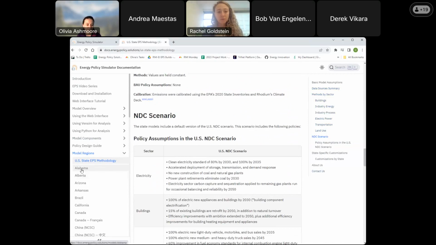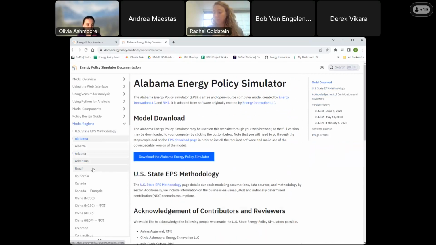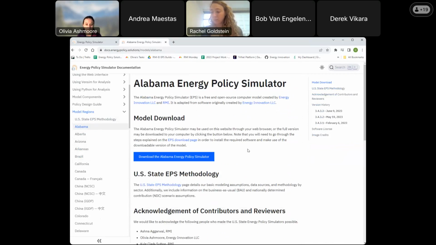To download any of the underlying data for a state, you can click on the state name over here. This will bring you to this download button, which will trigger a download of all of the underlying data, which is thousands of files, as well as a version of the EPS that you can use on your desktop, if you download the Ventsim model reader. And we heard from Andrea that this was a technical audience. And so if you're interested in digging deep into our calculations and methodology, I'd recommend downloading the entire version of the tool and then reaching out to us if you need further assistance learning how to use it.